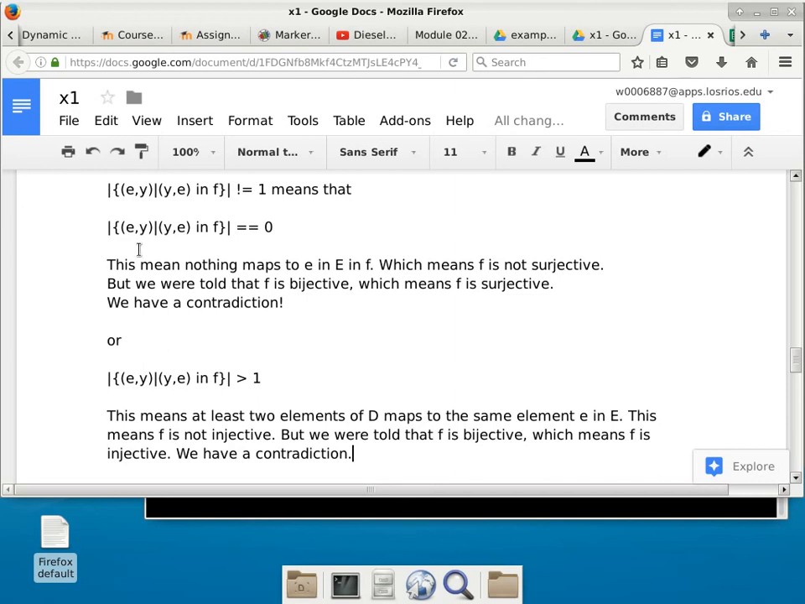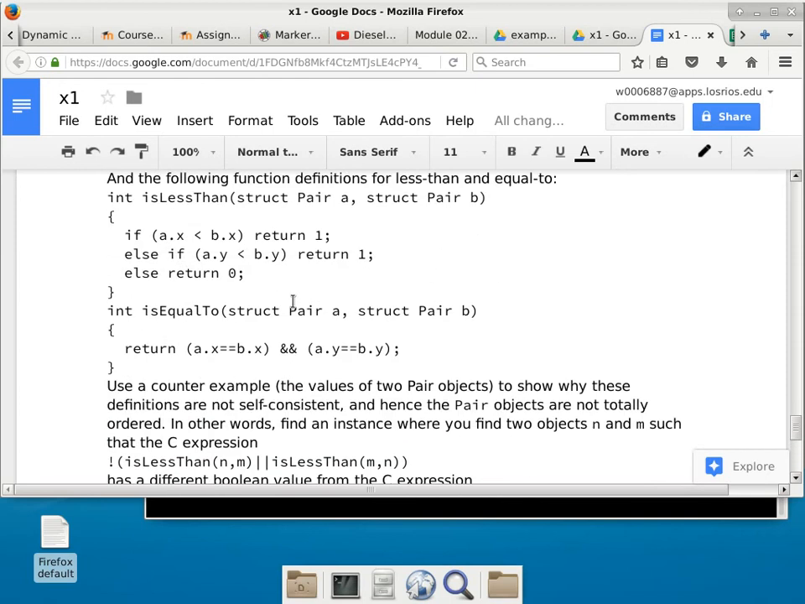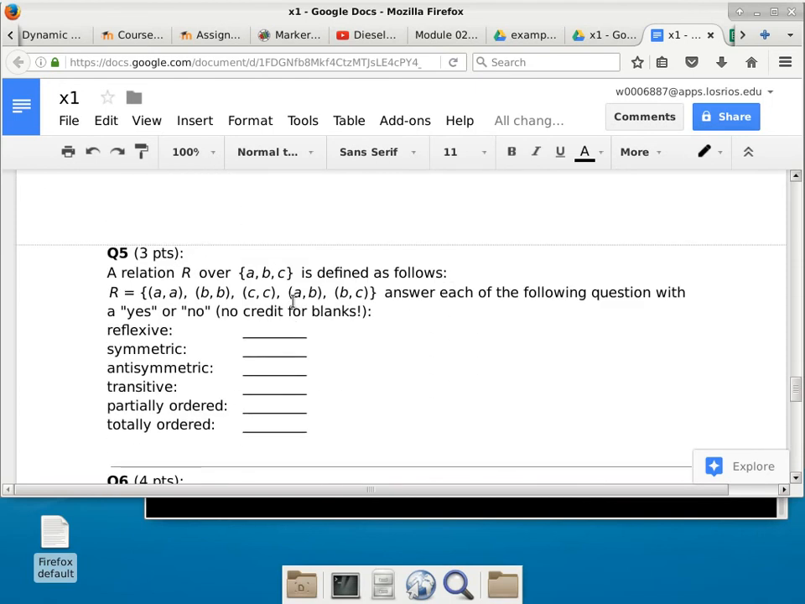Okay, so let's take a quick look. I know we are running out of time, and we have a few more questions to go. Question number 6 we can just kind of ignore, but question number 5 is an easy one. We have a relation R over A, B, C, and it is defined like this: ARA, BRB, CRC, ARB, BRC. You need to let me know whether it's reflexive or not. Is it reflexive? Yes.